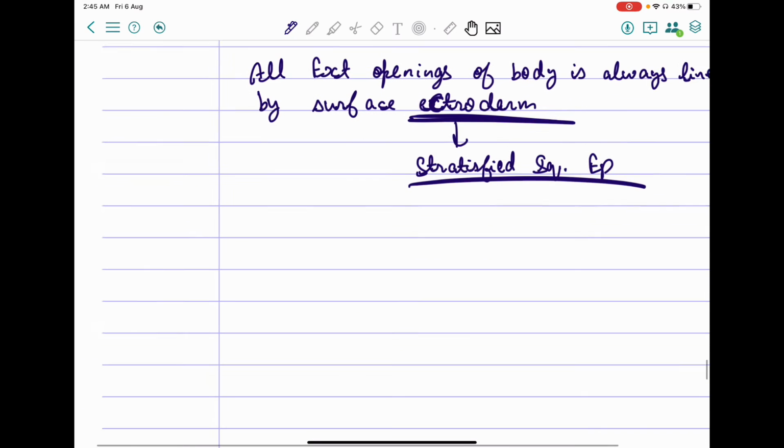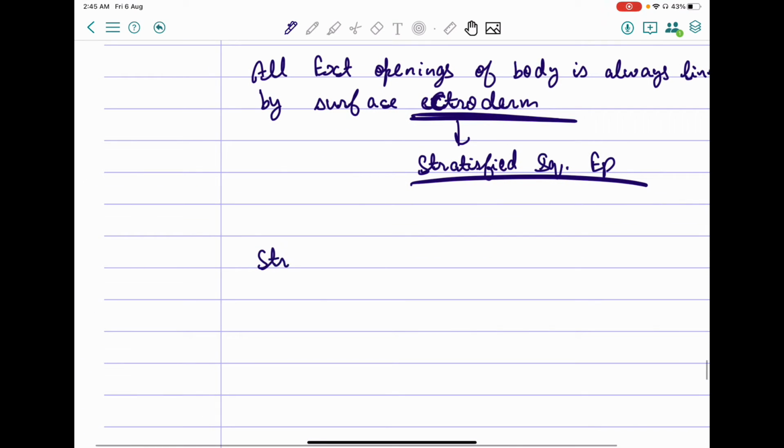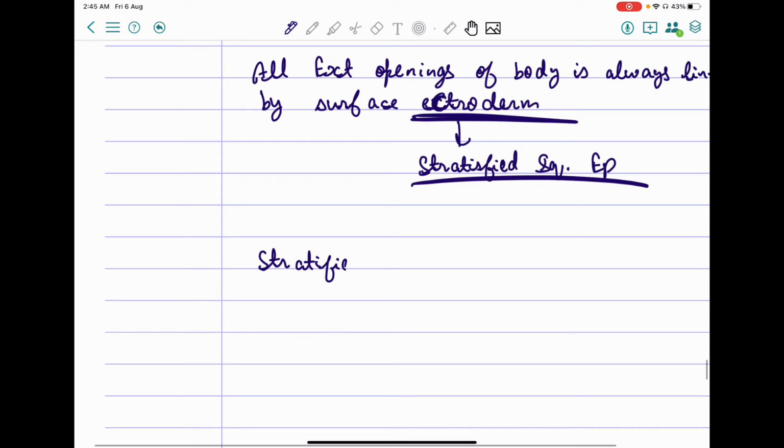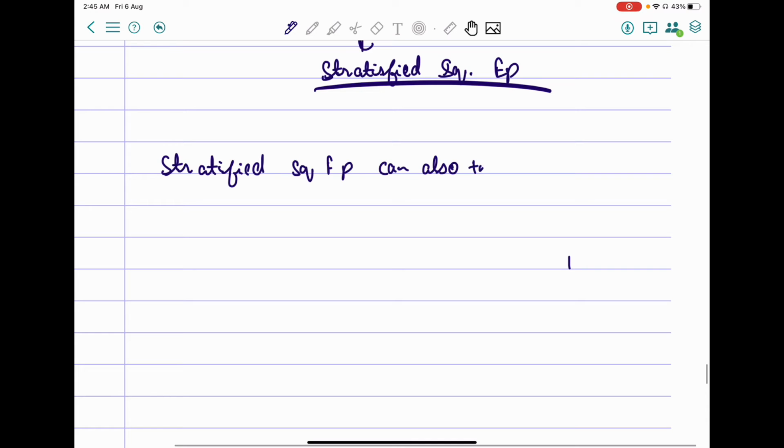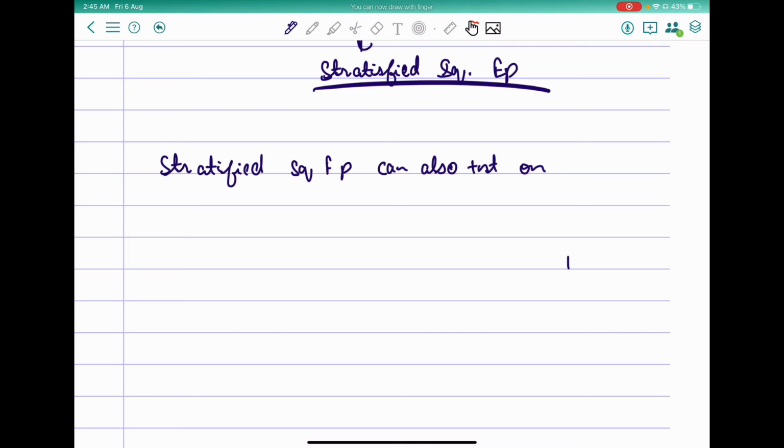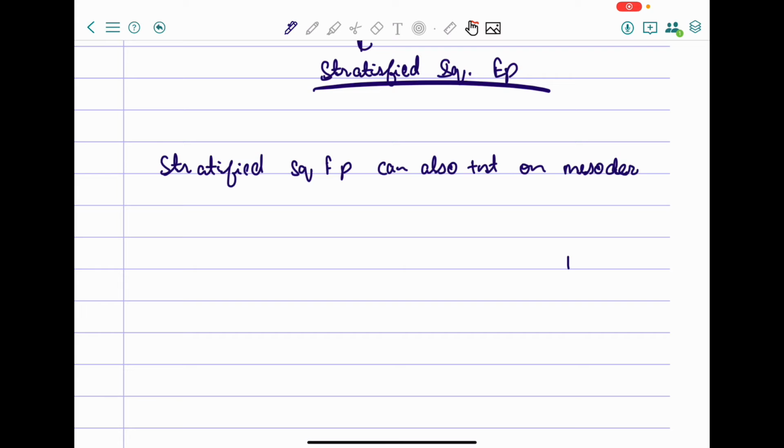No. Do you know that the stratified squamous epithelium can also be present on mesoderm, and where else? Endoderm. We will talk about it.